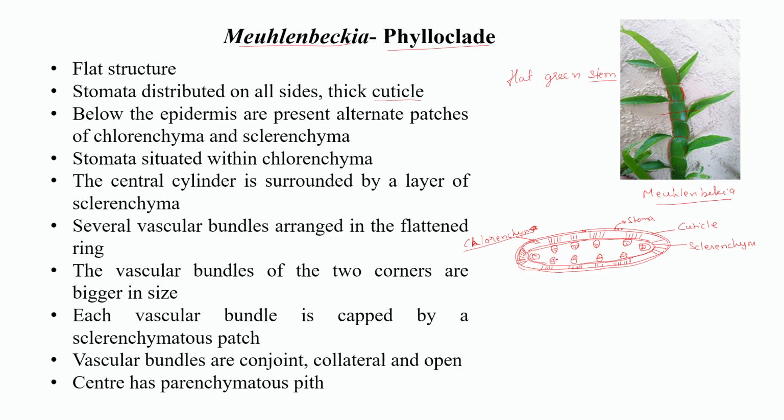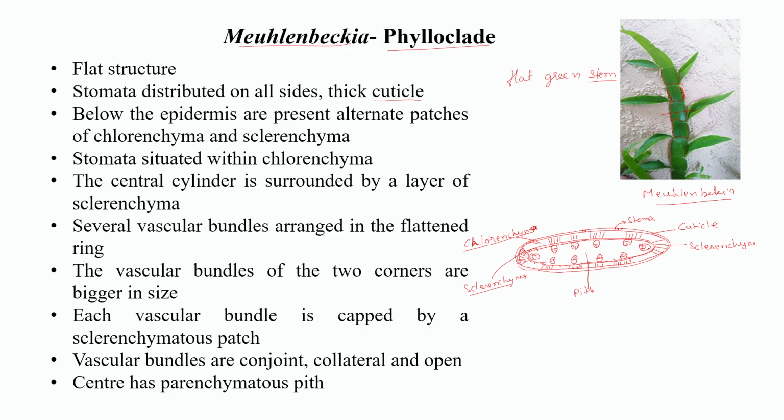Then this central cylinder will also be surrounded by sclerenchyma. So you can see that the central cylinder, in which all the vascular bundles are embedded, will also be surrounded by sclerenchyma. In that you will have a lot of vascular bundles, and in the center you will have the pith region.